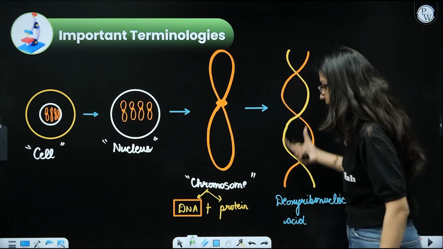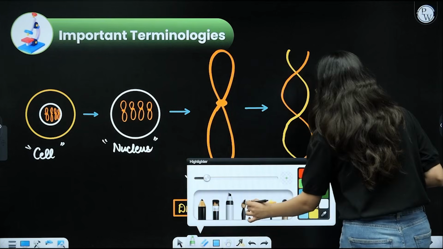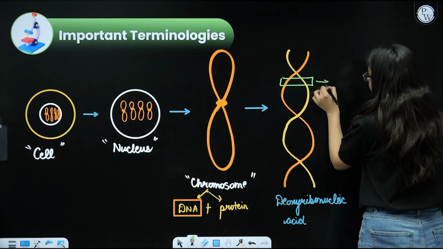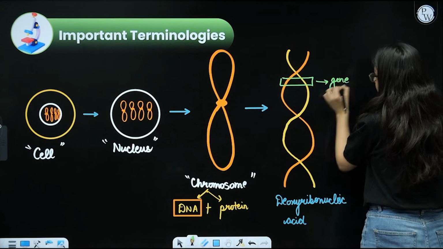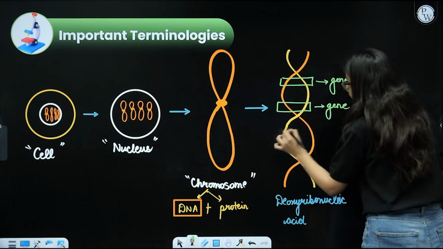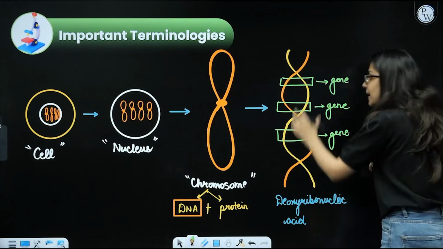But this DNA actually has genes present all over it. There are obviously some genes present on it. For example, I say there is this particular segment, that is a gene. Over here is another segment, that is also a gene. Then we have some gene over here also. So your entire DNA is packed with multiple genes.